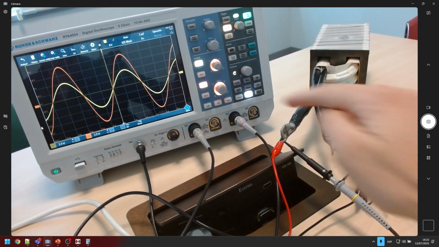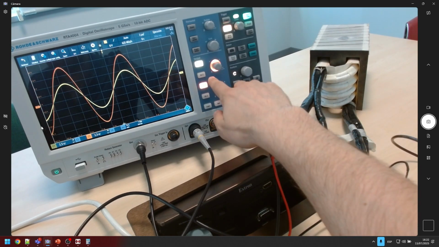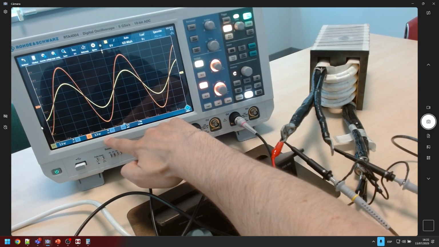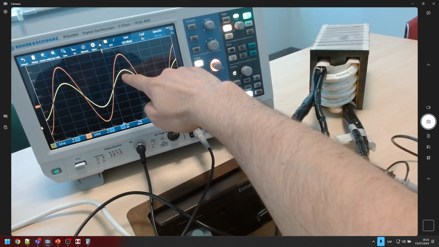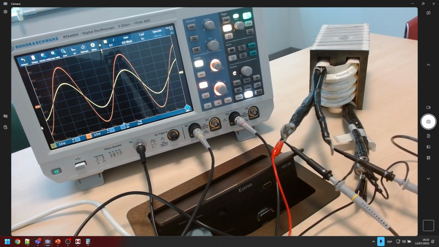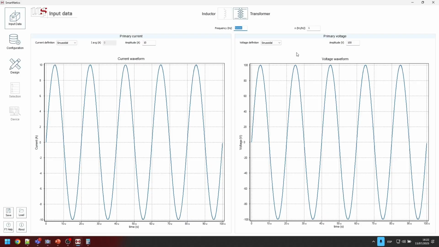Okay. So as you can see, the primary side is connected to the yellow channel, the secondary one to the orange channel, let's say. Since they have the same scaling here, you can see that the primary side is seeing 5 volts, while the secondary side is seeing, let's say, 10 volts. So what we're interested in here is only the ratio, so the voltage at the first winding over the voltage at the second one, which is 5/10, which is 0.5. So this is what we have to input in here.